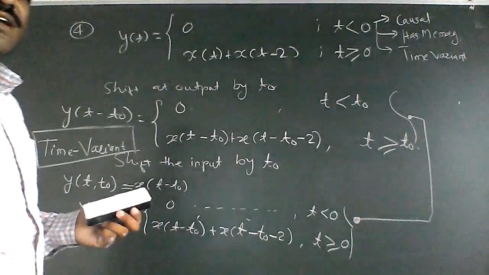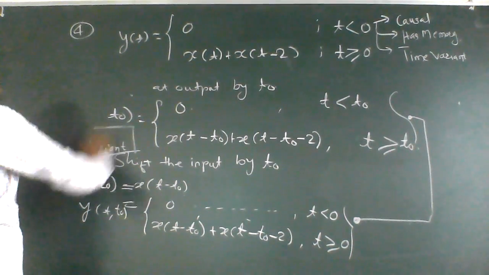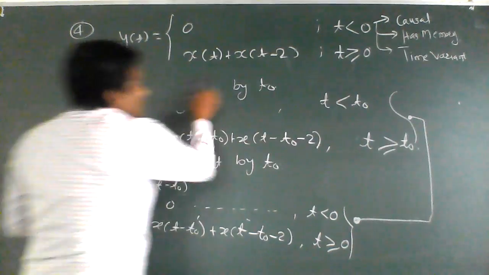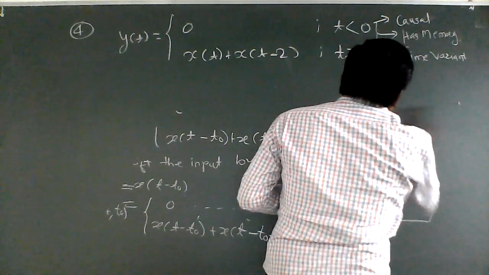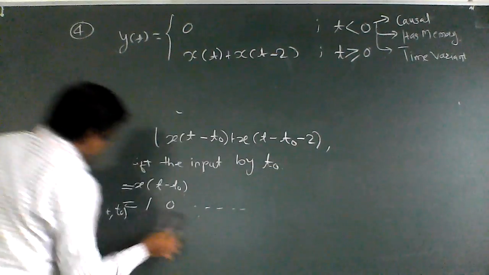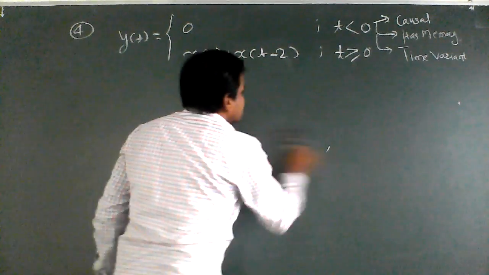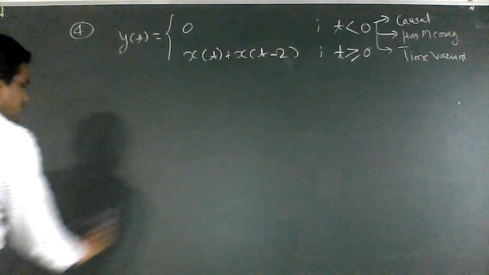Now what is left? Left is the linearity property. So in order to check the linearity property, we have to make two outputs, that is y1 and y2. And we call the system linear if it follows the superposition theorem, then we call that system a linear system.